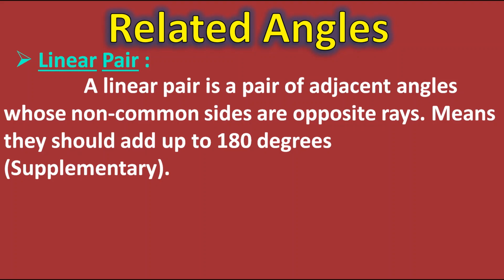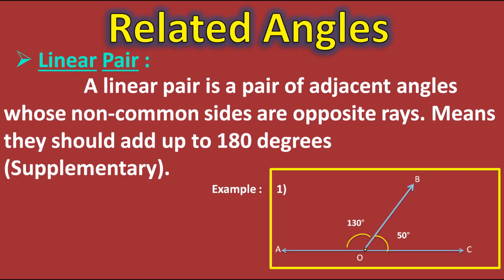Okay. So here this is an example. See here, it is sharing a common ray and common vertex, and they add up to 180 degree. Therefore, such type of angles are called a linear pair. Okay. So they should have the property of adjacent angles as well as the property of supplementary angles. If they have both, then those angles are called a linear pair.